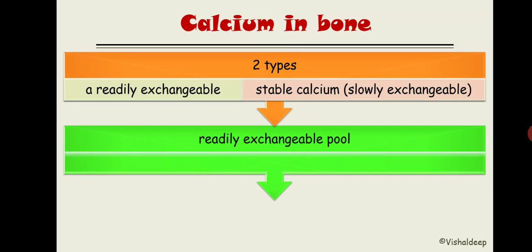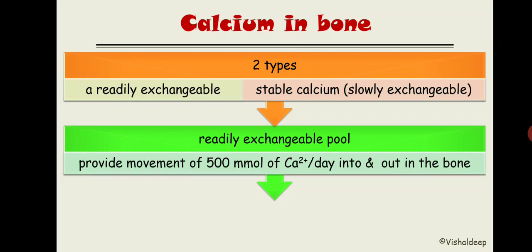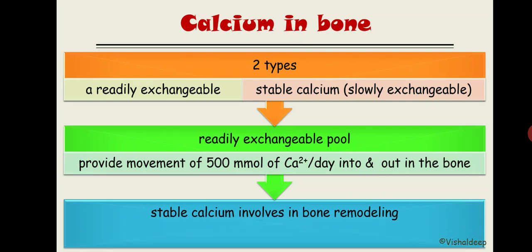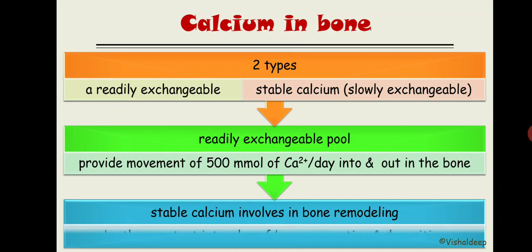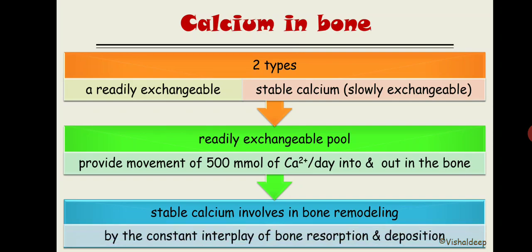That's why it is known as readily exchangeable pool. And the amount of calcium that moves per day is 500 millimole of calcium per day in and out of the bone. And the remaining one is the stable calcium. That stable calcium or slowly exchangeable calcium is involved in bone remodeling, and that bone remodeling is done by constant interplay between the removal of the bone and deposition of the bone.